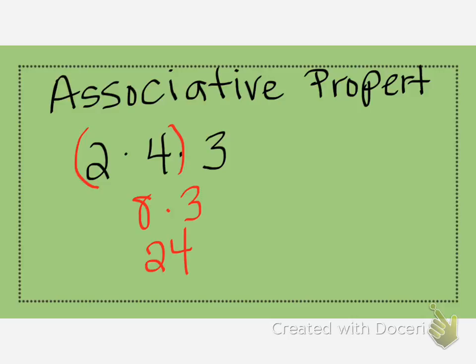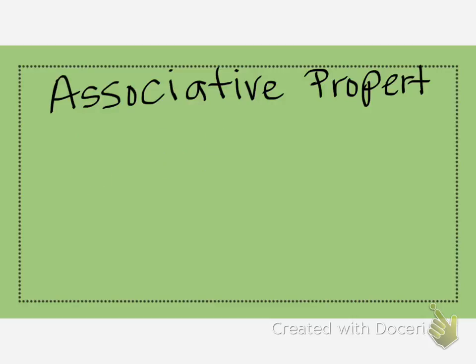Now, if I take that same problem again, 2 times 4 times 3, but this time I put the parentheses around the 4 and the 3, I got to solve that first. So I got 2 times 12. Well, 2 times 12 is 24, and I get the same answer. That's associative property.